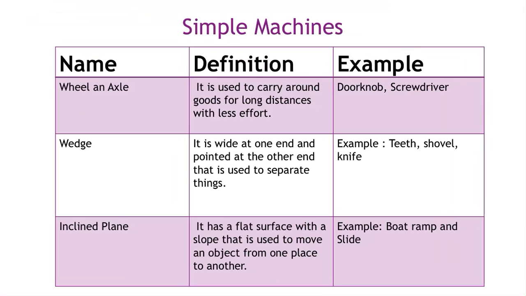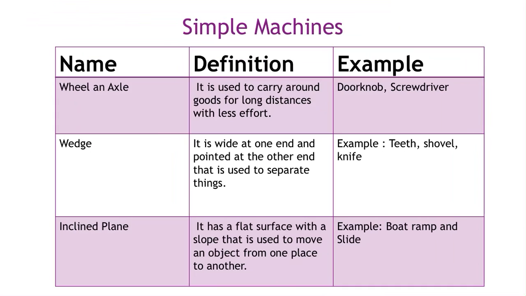So first of all, wheel and axle. It is used to carry around goods for long distances with less effort. So you have to carry the goods by yourself, but the help of a wheel and axle can shorten the time. A wheel can move things fast or quickly as compared to when you take things and walk. For example, doorknob or screwdriver.